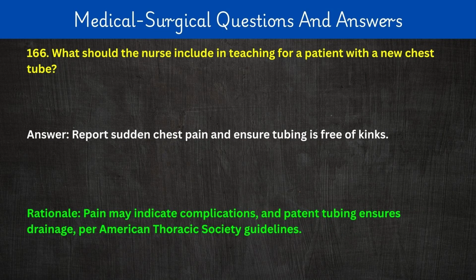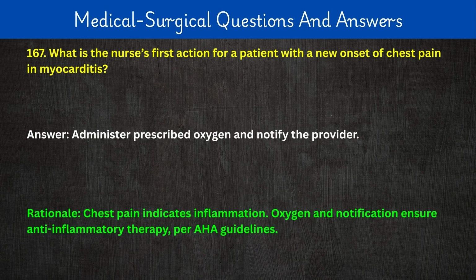166. What should the nurse include in teaching for a patient with a new chest tube? Answer: report sudden chest pain and ensure tubing is free of kinks. Rationale: pain may indicate complications and patent tubing ensures drainage, per American Thoracic Society guidelines.